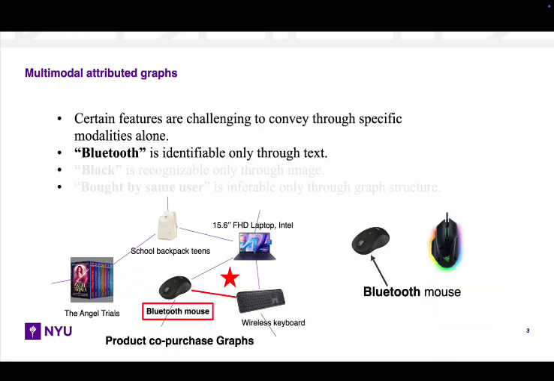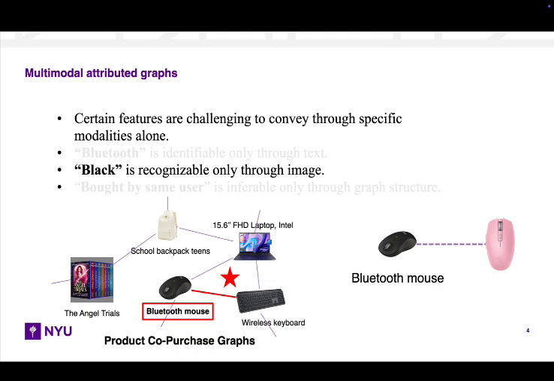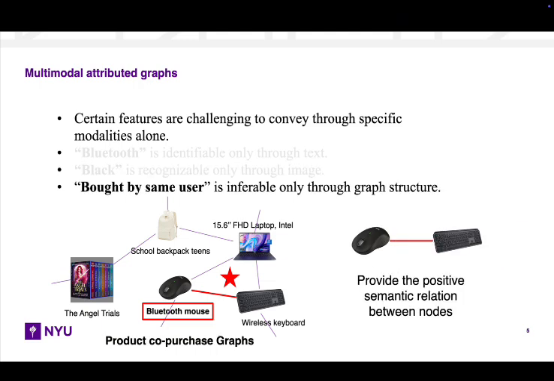And certain features are challenging to convey through a specific modality alone. For example, Bluetooth is identified only through text. Black is recognized only through the image, and bought by the same user is inferable only through graph structure.